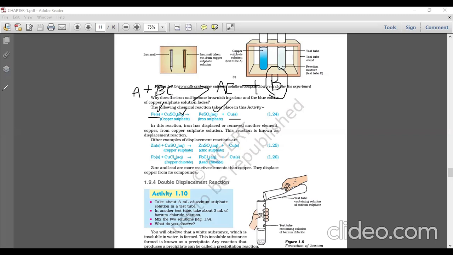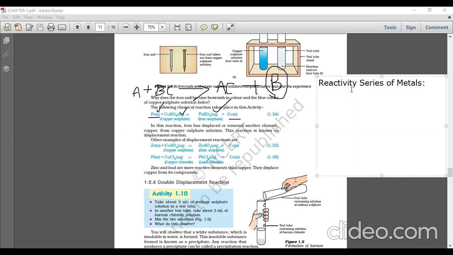Before going further, we should know the reactivity series. The reactivity series of metals we study in the third chapter, so I'll tell you here. I'll start from high reactivity metals to low reactivity metals.